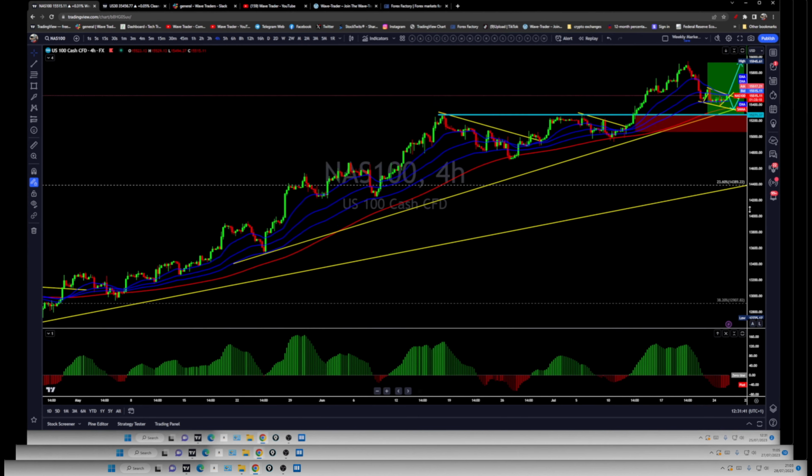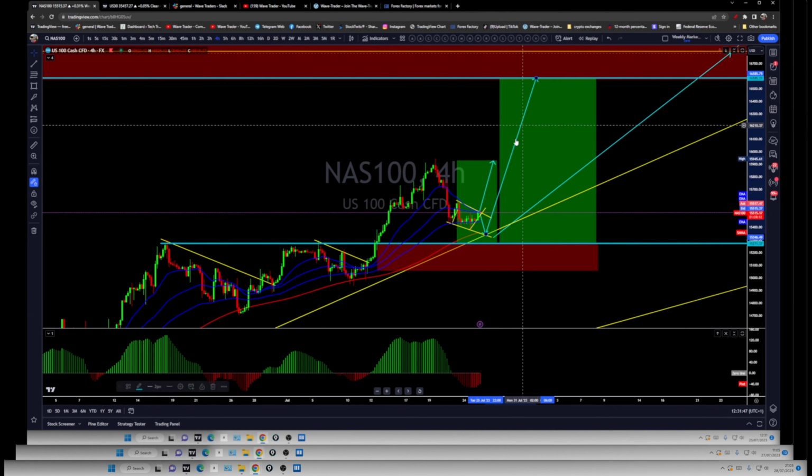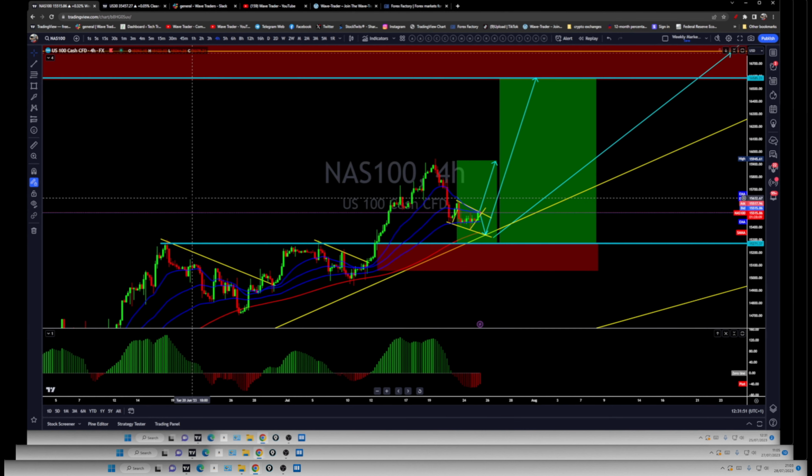So if that is going to be dovish, then you're looking for it to keep pushing higher, all the way back to that high or this area. Hopefully you got the idea.